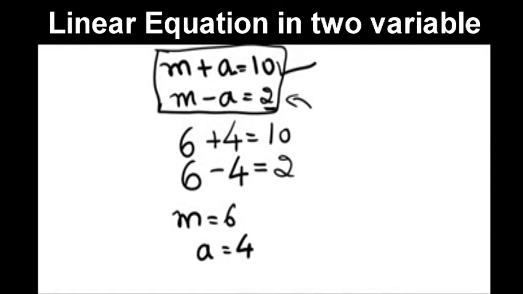See, there are two variables, but I could find the values easily because I did not consider a single equation. I considered two equations for two variables. So by using the two equations, we can find the values easily. Let's take one more example.